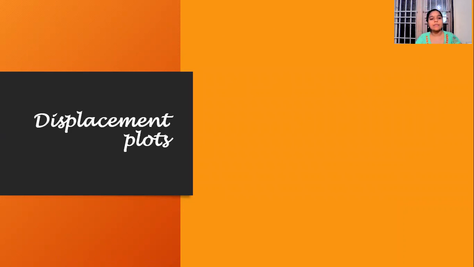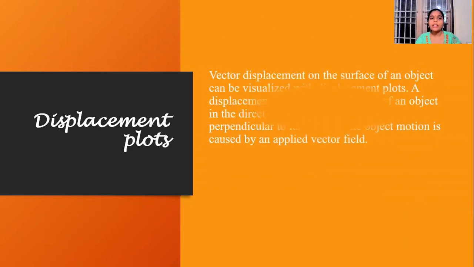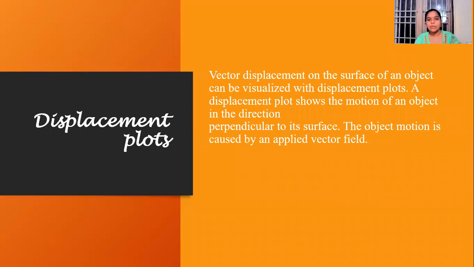And next one is the displacement plots. What are the displacement plots? A vector displacement on the surface of an object can be visualized with displacement plots. This displacement plot shows the motion of an object in a direction perpendicular to its surface. That means the object motion is caused by an applied vector field.